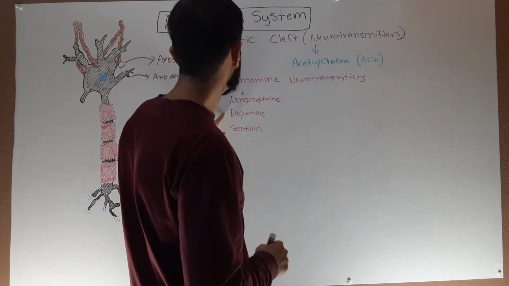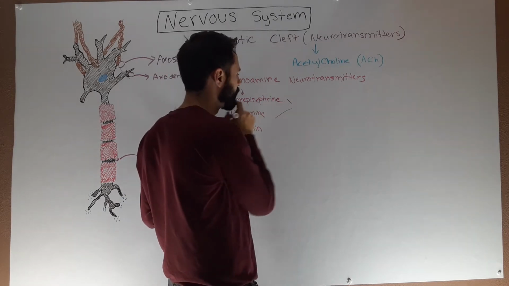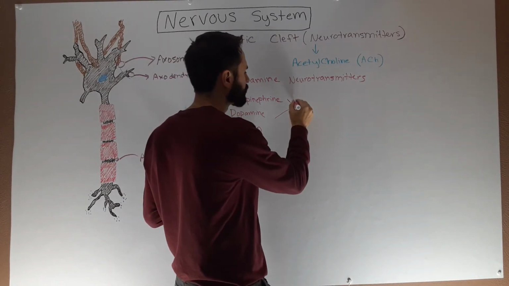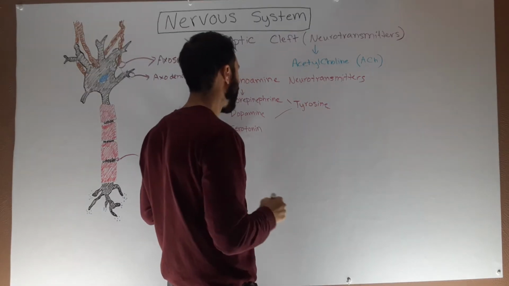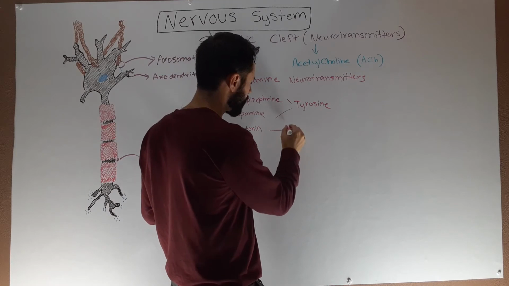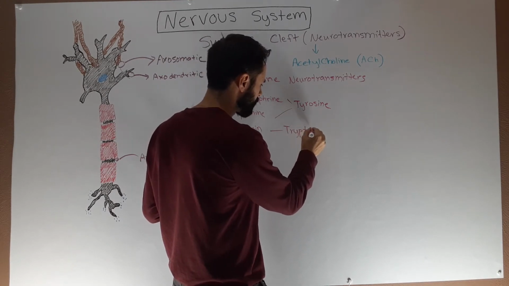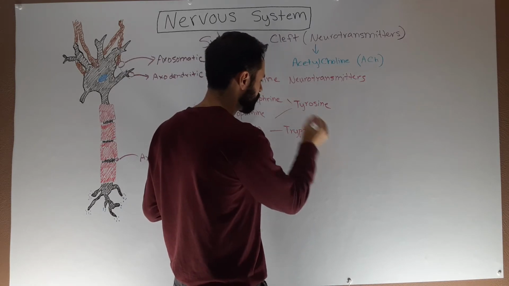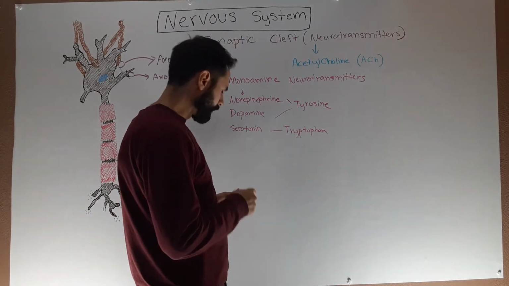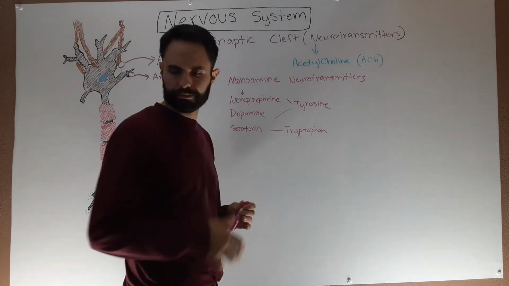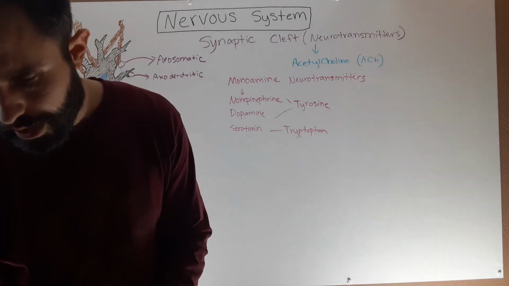So, norepinephrine and dopamine are made from the amino acid tyrosine. Okay. And serotonin, actually, I think it's tryptophan. Don't quote me on this. And I'm actually not sure how to spell tryptophan. You've probably heard of that one from chicken Thanksgivings. All right? Makes you tired. Serotonin comes from tryptophan. Okay.